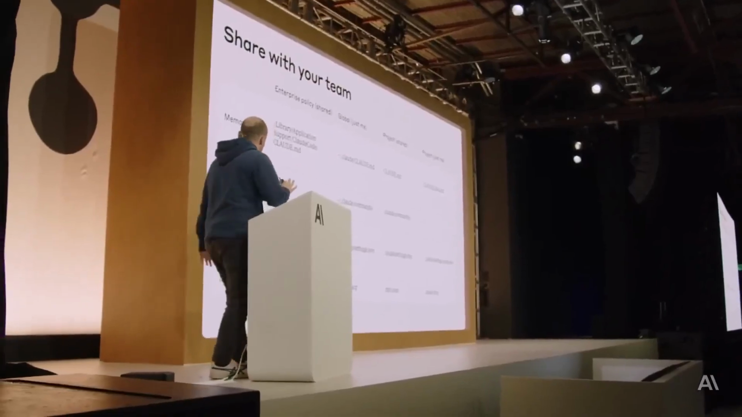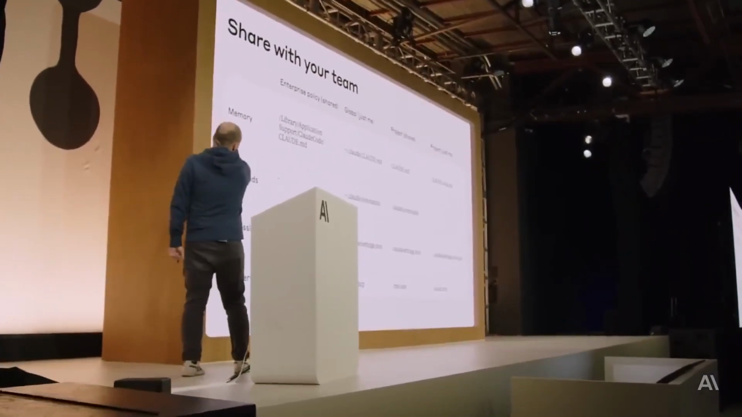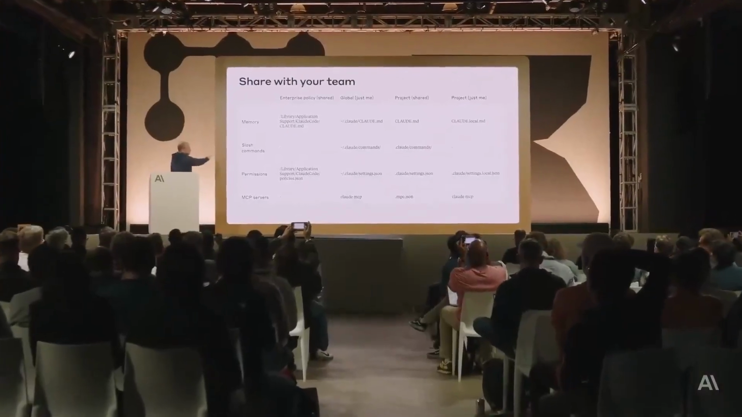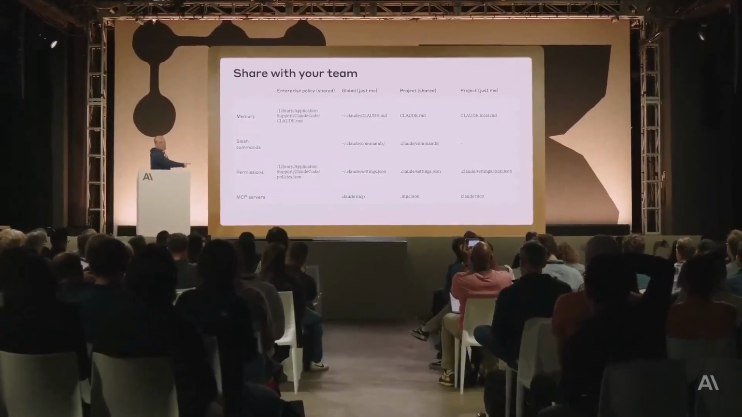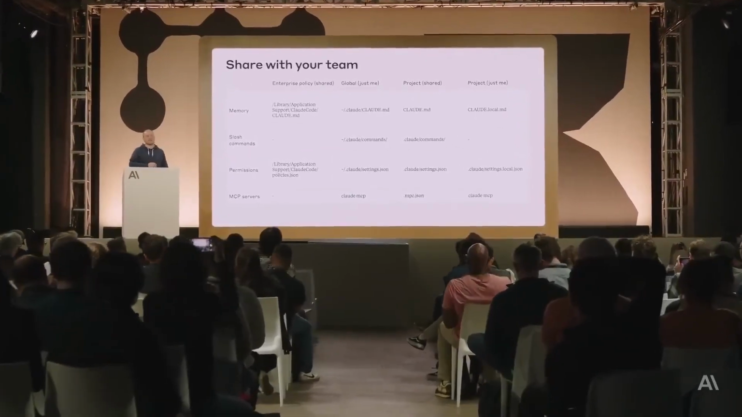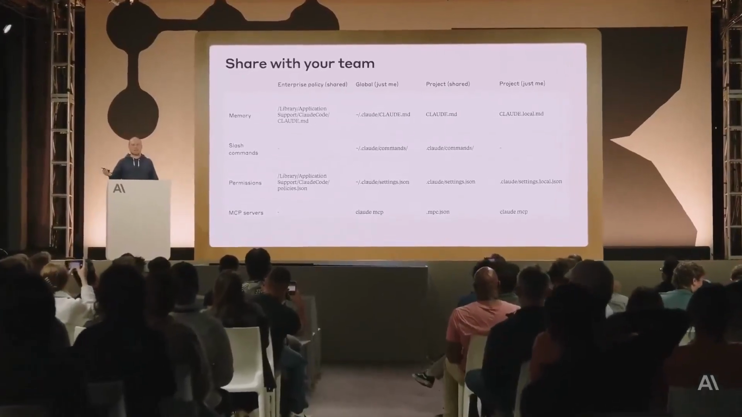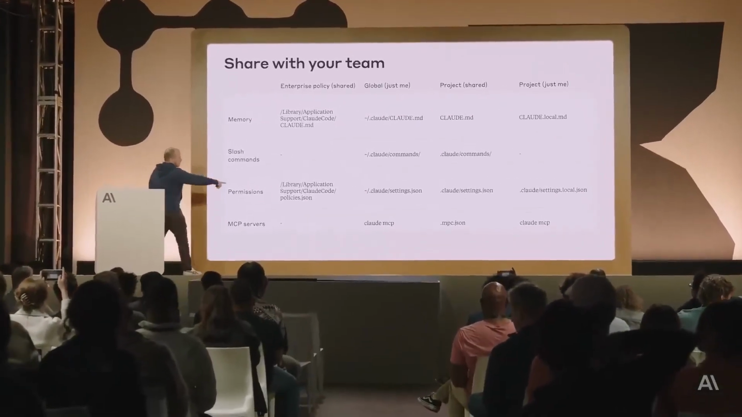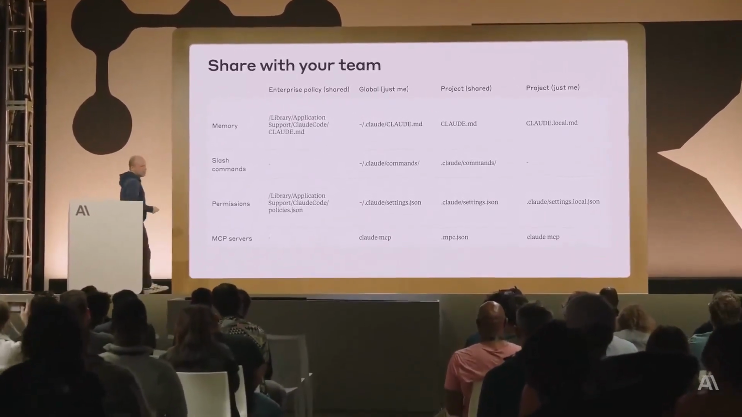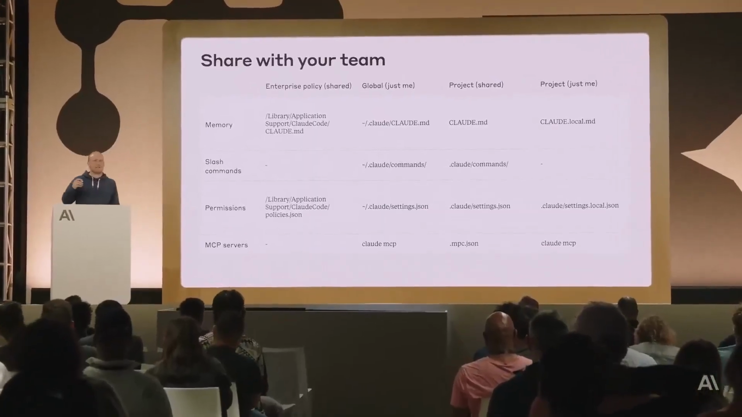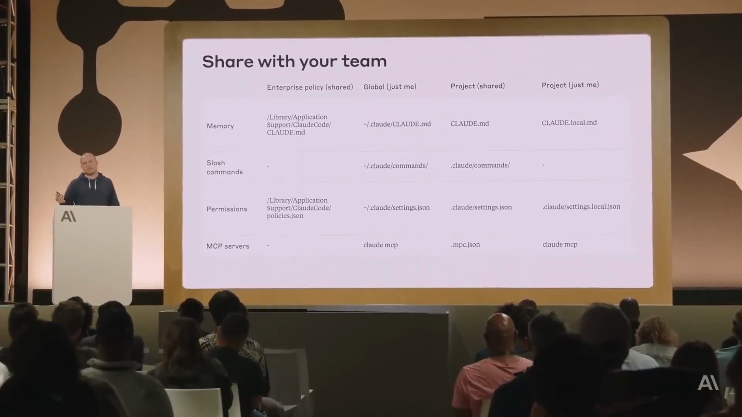This slide is pretty information dense, but the point is this applies to a lot of stuff. You can do this for slash commands. You can do it for permissions. For example, if you have a bash command that all your employees use, like a test command, you can just check it into this enterprise policies file. Then any employee, when they run this command, it will be auto-approved, which is pretty convenient.